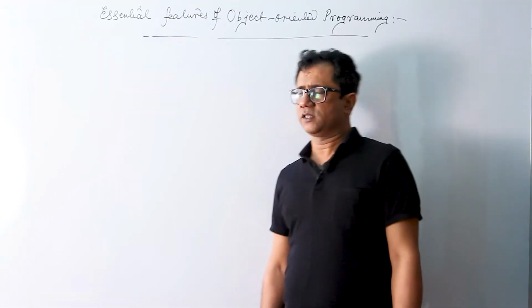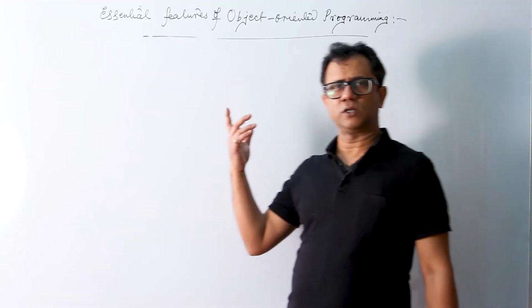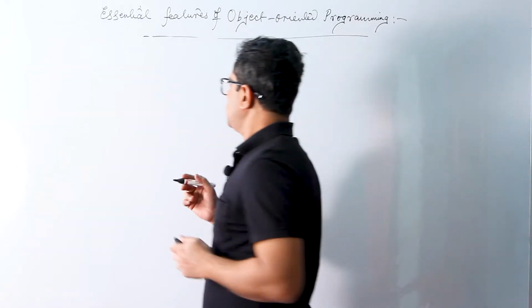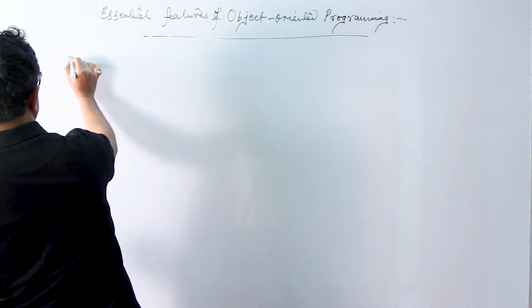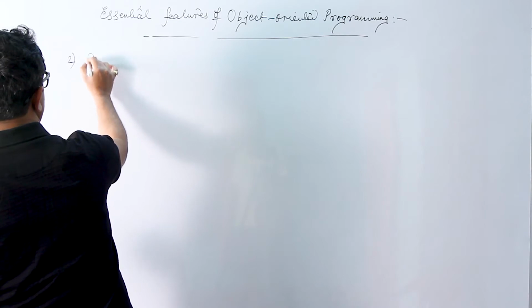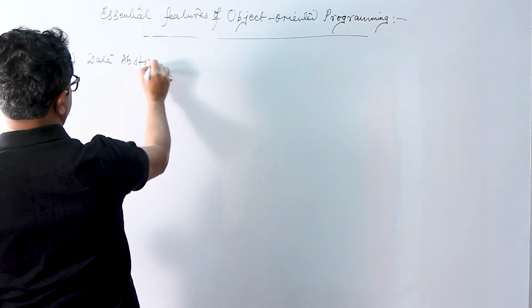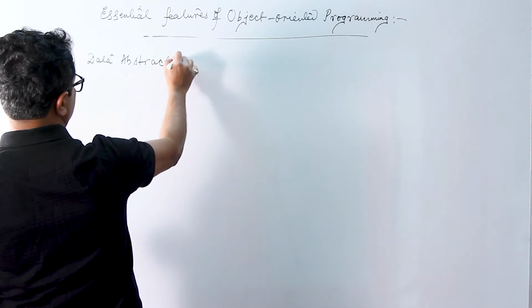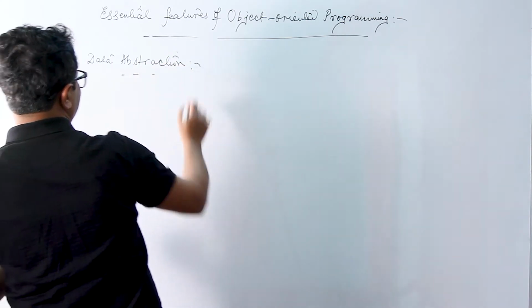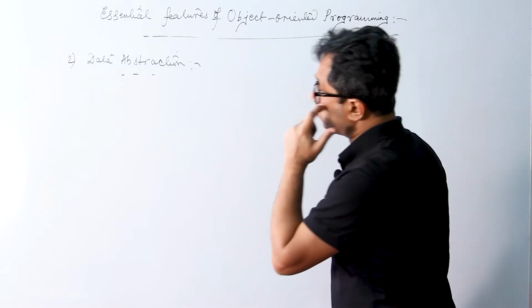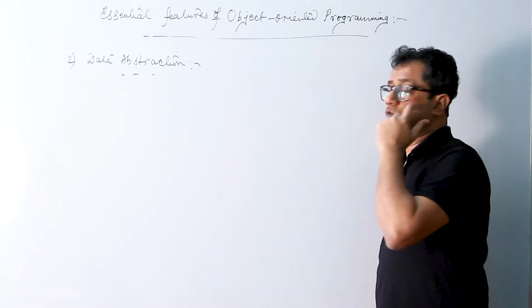Hello friends, in this video I am going to discuss some of the essential features of the object-oriented programming paradigm. So number 2 essential feature is data abstraction. Data abstraction is nothing but hiding the low-level implementation of the service from the users of the service.